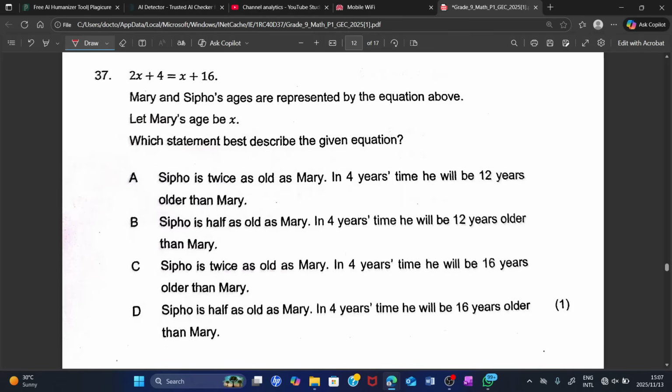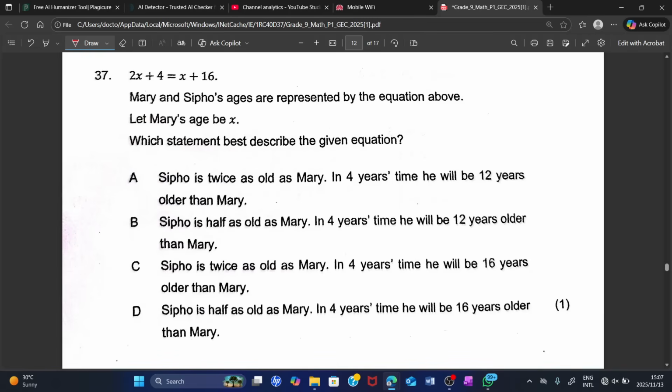Sipho is twice as old as Mary. In 4 years' time, he will be 12 years older than Mary. I think that statement, I don't subscribe to that. I think there is something. Let's pass. Sipho is half as old as Mary. In 4 years' time, he will be 12 years older than Mary.